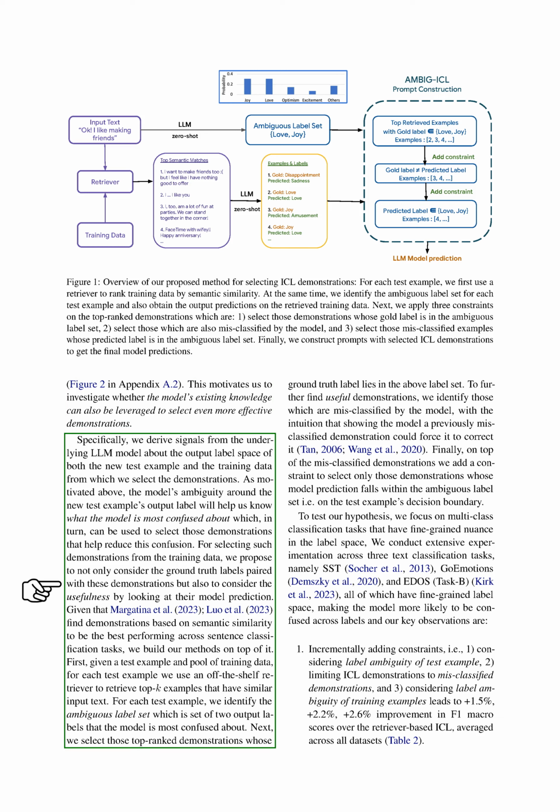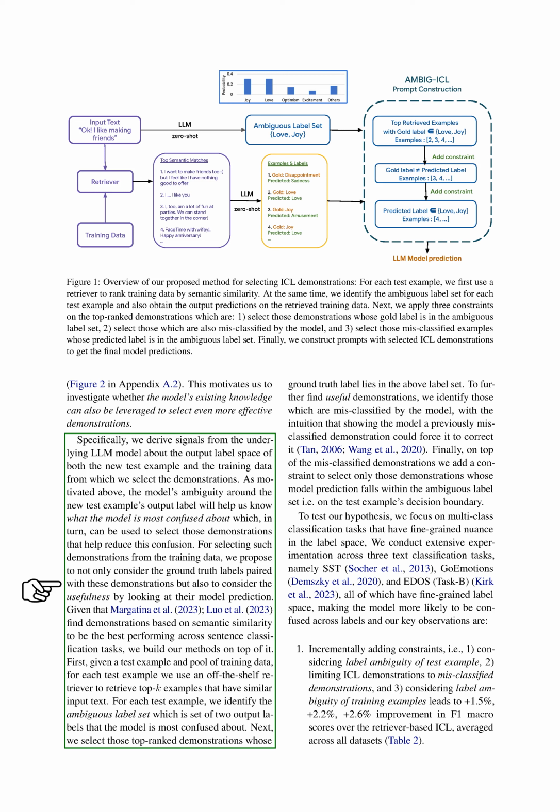Our approach involves using signals from the LLM about the output label space of both the new test example and the training data. We believe that understanding the model's confusion about the new test example's output label can help us choose examples that reduce this confusion. To do this, we propose considering not only the ground truth labels paired with these examples but also their model prediction. We build our methods on the idea of semantic similarity, which has proven to be the most effective across sentence classification tasks. We start by using a retriever to find examples with similar input text.